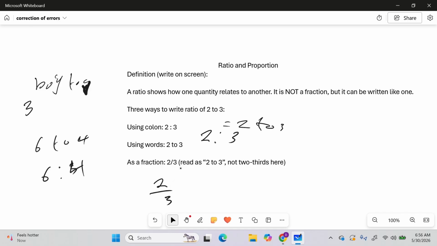We are going to meet this expression a lot, and we're going to change this expression to fraction. This is what we're going to meet a lot. So anytime, ratio can be written in a colon form, word form, or fraction form.